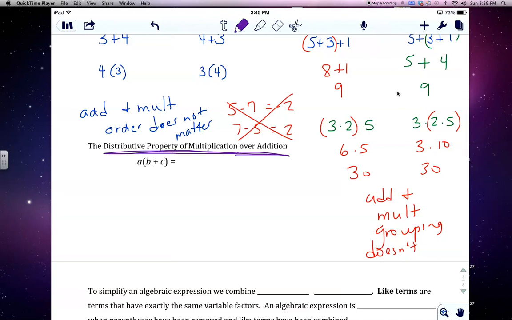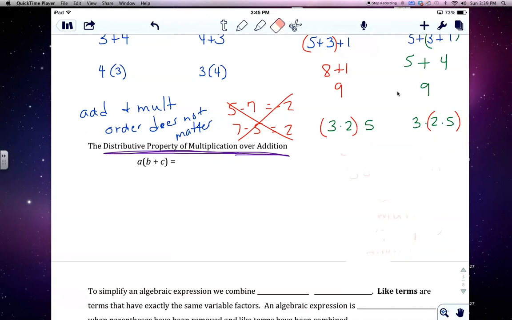Let me go over what the distributive property is, and then I'm going to show you why it works, and then we're going to look at when we use it. We don't use it all the time. Sometimes we don't have to use it. I'm going to erase this and give myself some more room.